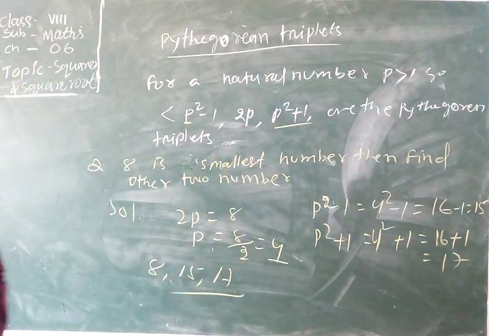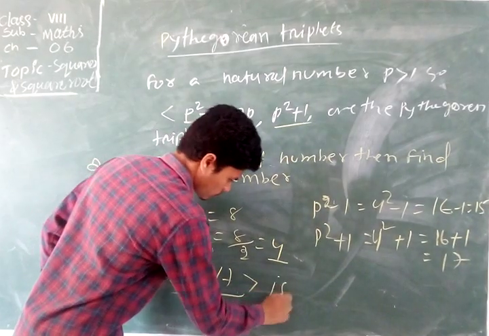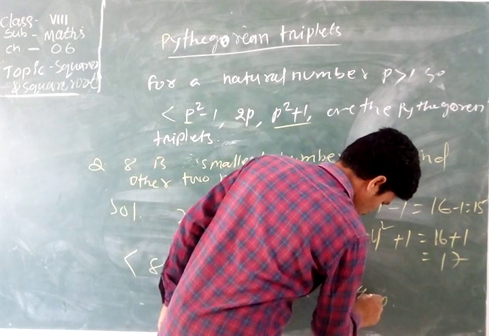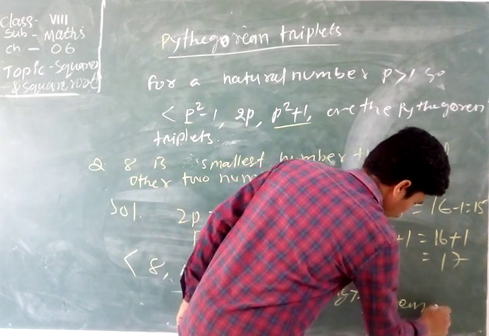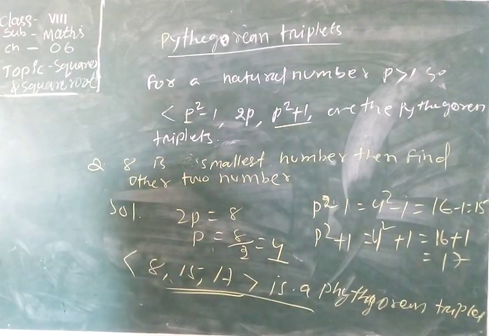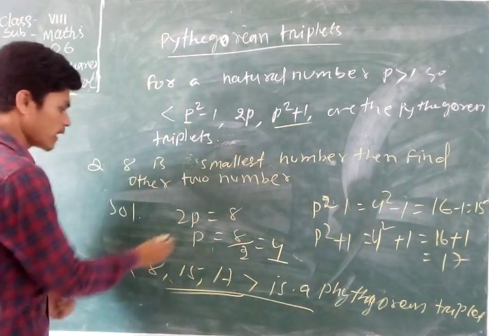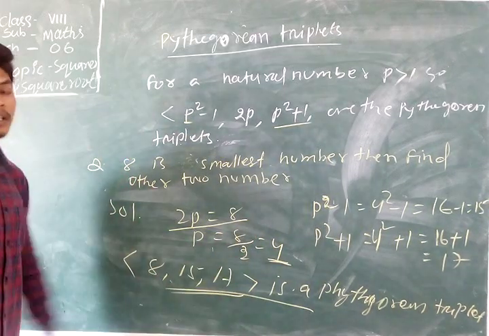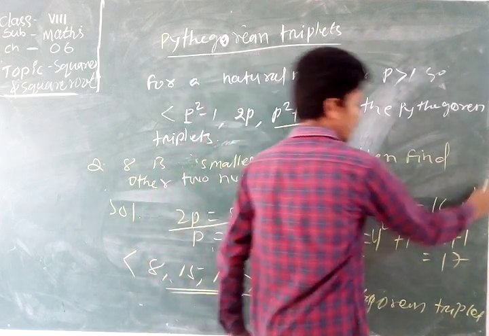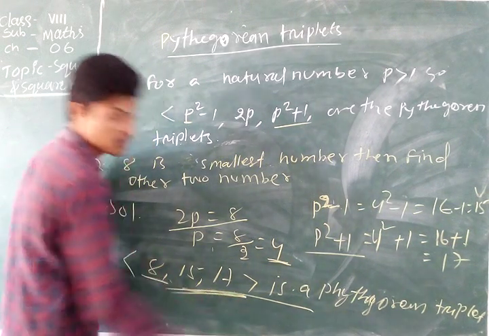Now let's take another example: write a Pythagorean triplet whose number is 18. You can find the process using this. When you take 18 directly, you can get the natural number. That's why we take 2p equal to 18, then find the value of p and use the Pythagorean triplet: one is p square minus 1, another is p square plus 1. Then the required Pythagorean triplet is 18, 15, 17. We can easily find it.